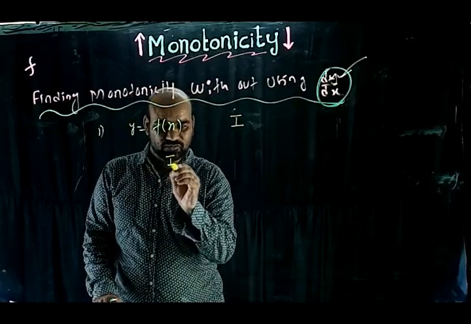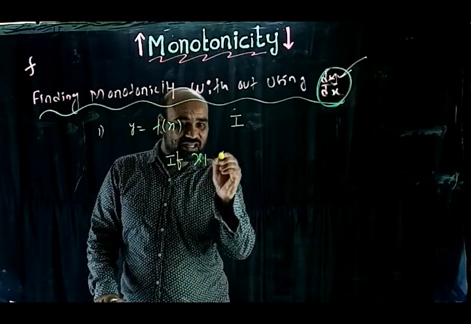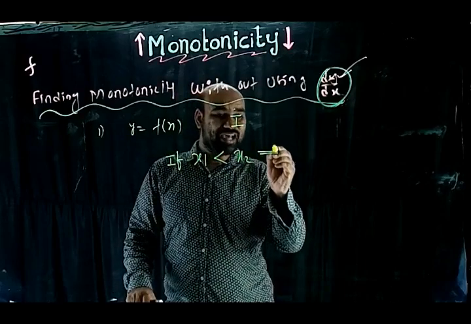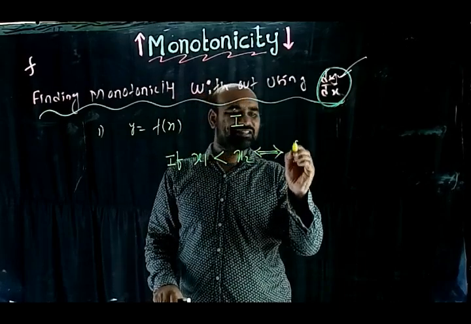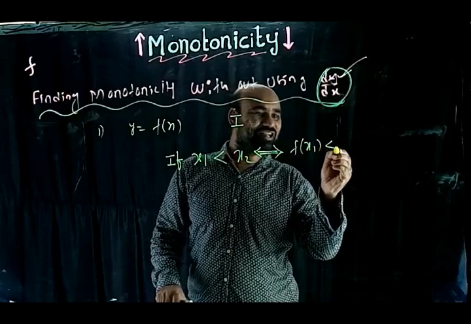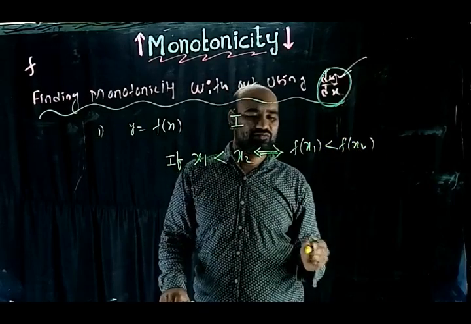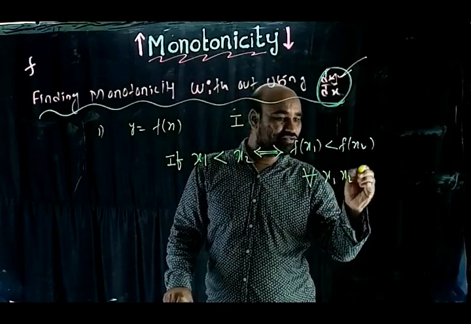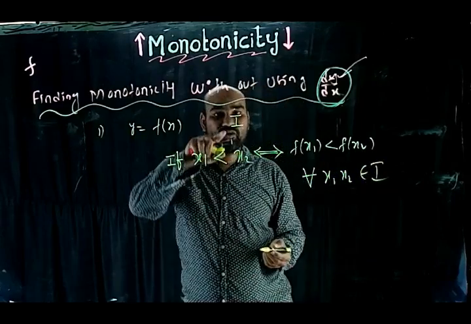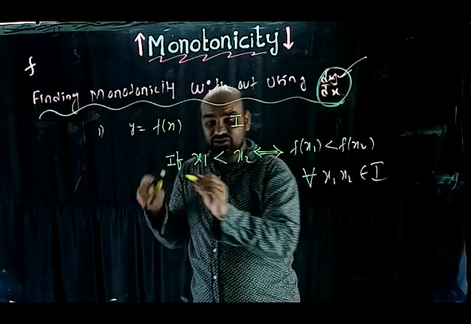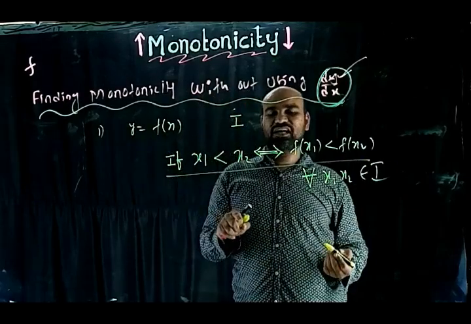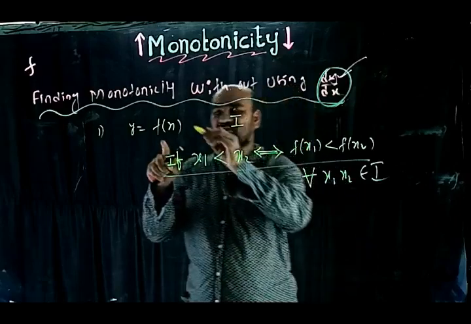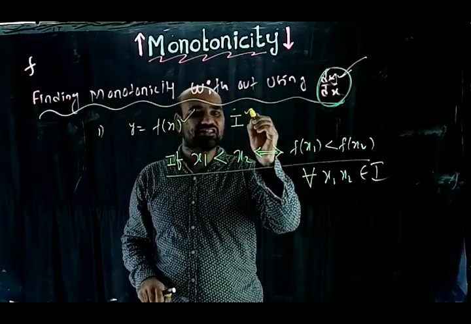If x1 < x2 implies f(x1) < f(x2) for every x1, x2 belonging to I, that is, if every point in this interval satisfies this condition, you can say that the function is strictly increasing in this interval.